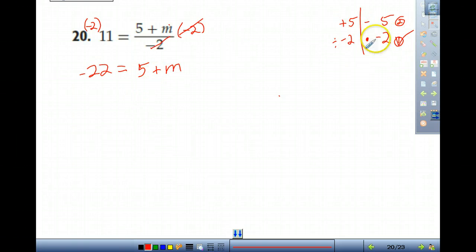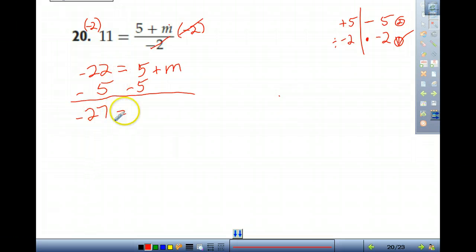Step 1 done. Step 2, subtract 5. Subtract 5. Negative 27. So if you're at negative 22 degrees, it's 5 degrees colder. So it's negative, so it's colder. Down to negative 27. That's 0. Bring down the m. Notice how I'm writing it straight underneath it. I'm not moving anything around.